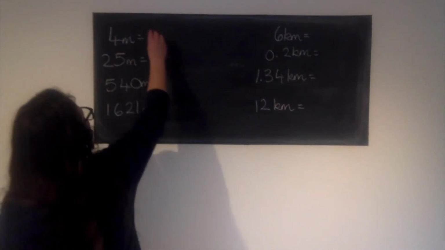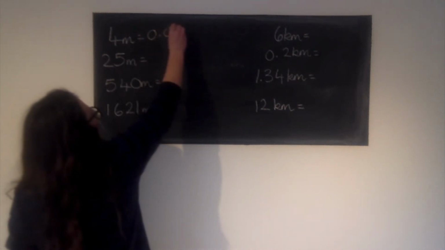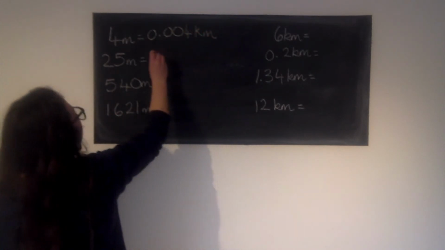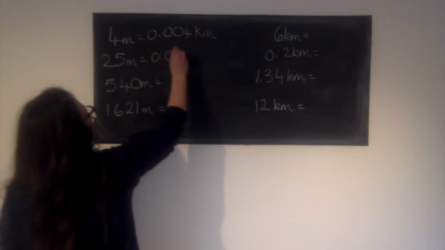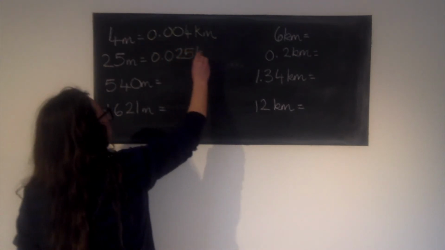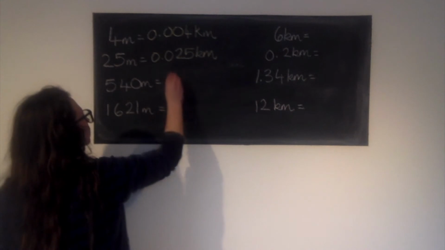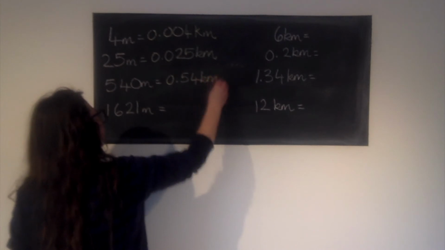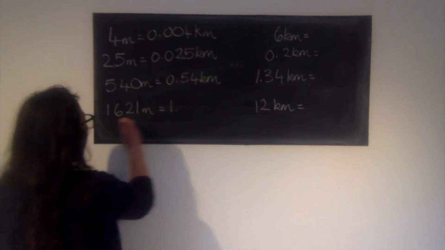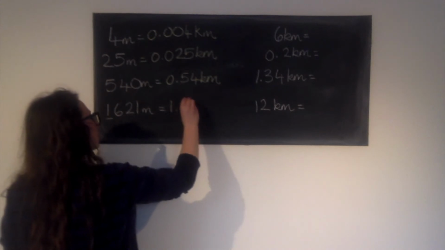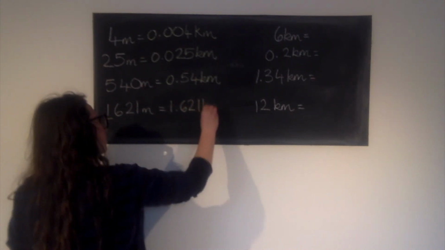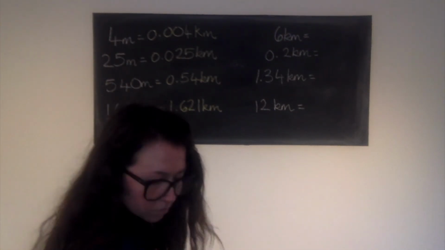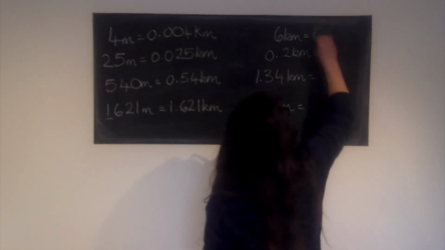So let's go through the answers. To go from metres to kilometres, remember we need to divide by 1,000. So if 1 metre is 1,000th of a kilometre, 4 metres is 4,000ths, so 0.004. 25 metres is 0.025 kilometres. 540 is 0.54 kilometres. Now I've left off that placeholder because it has no value, remember. And then the last one, well, there's 1,000 in there. Now we know 1,000 metres is 1 whole kilometre, so it's 1.621 kilometres.